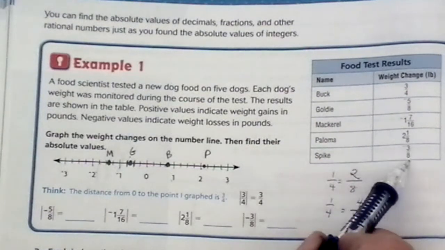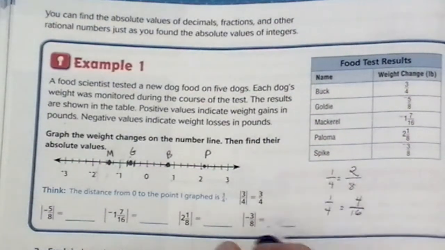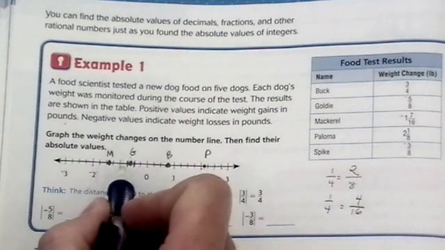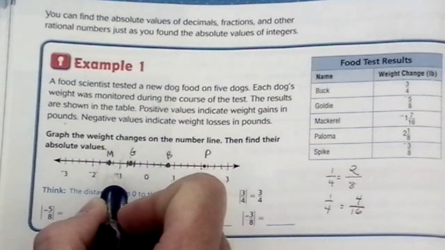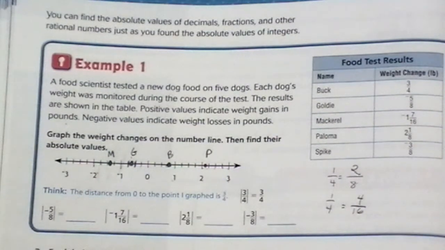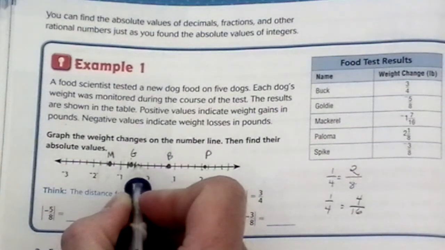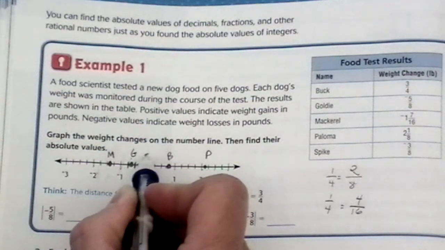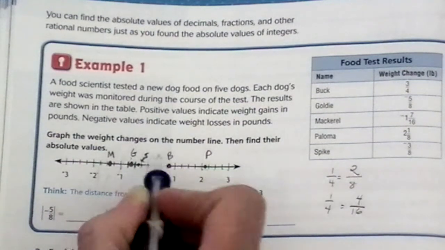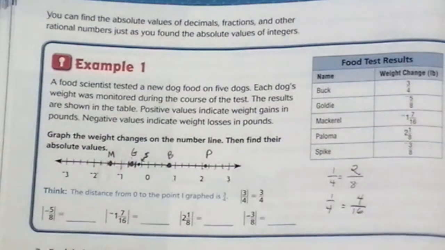Spike is at -3/8. Again, each quarter is worth 2/8. So here's 2/8, and there's 3/8. -3/8. And I'll put an S for Spike. I might draw a line to this one so I don't get confused with our friend Goldie.